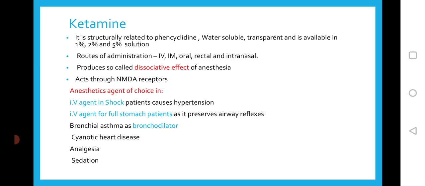Ketamine. It is structurally related to phencyclidine, water soluble, transparent, and available as 1 to 5% solution. Route of administration: IV, IM, oral, rectal, or intranasal. It produces the so-called dissociative effect of anesthesia, so it is called dissociative anesthesia. Acts on NMDA receptors. Anesthetic agent of choice in shock patients as it causes hypertension. IV agent for full stomach patients as it preserves airway reflexes. Bronchial asthma as bronchodilator. Cyanotic heart disease, analgesia, and sedation.